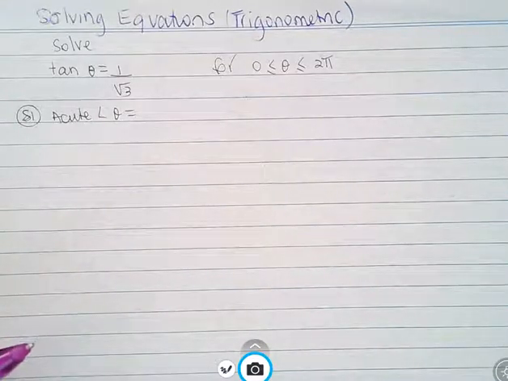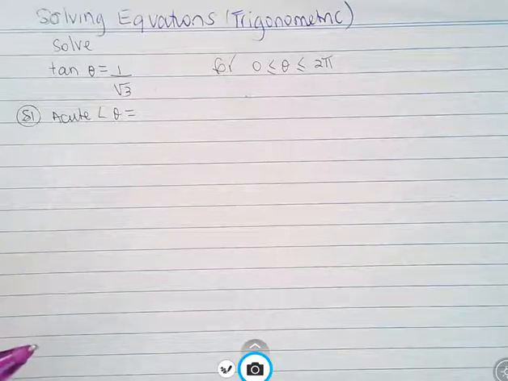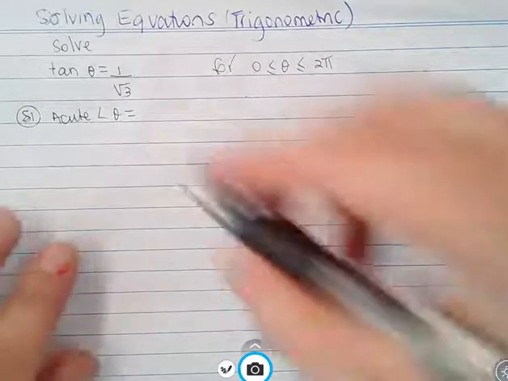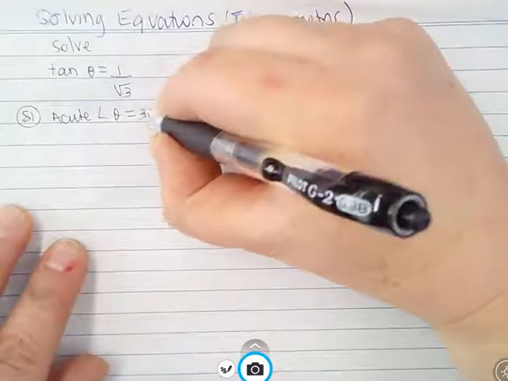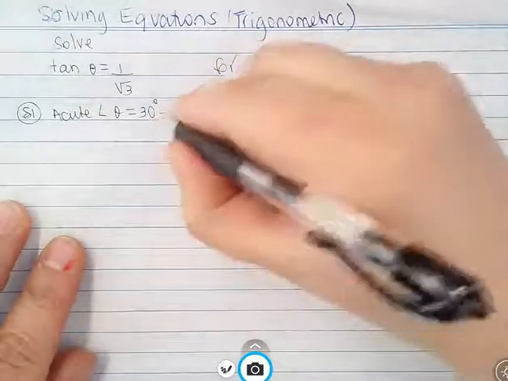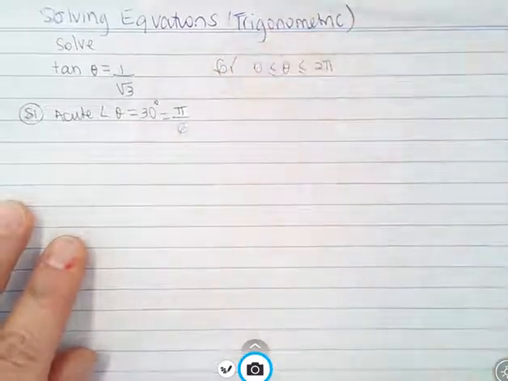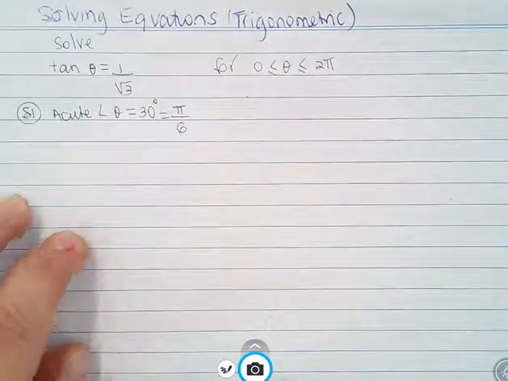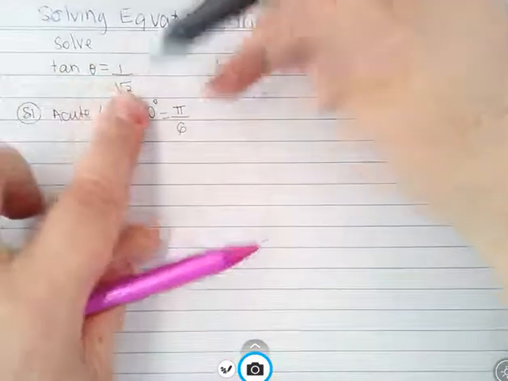Well, 1 on root 3 is the small one, so it's tan of 30. It is 30 degrees, but we're working with radians, so 30 is 180 on 6, pi on 6. So that's step 1 always: find the acute angle. You say tan of what is 1 on root 3?